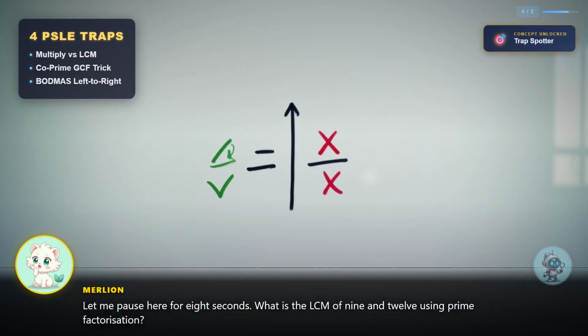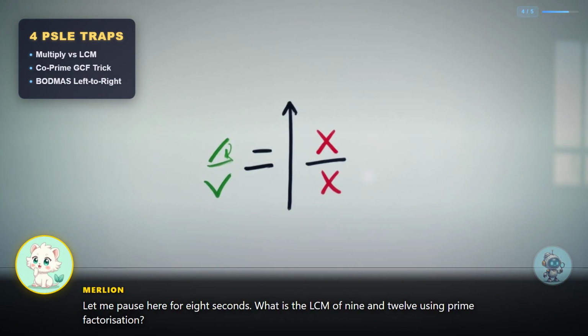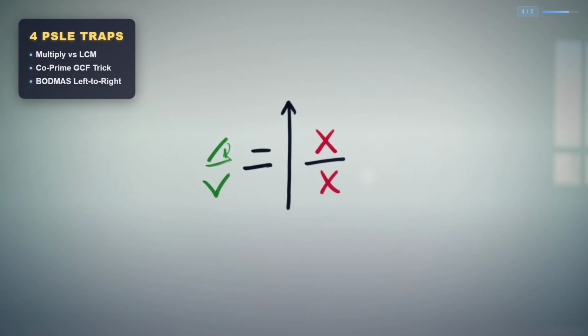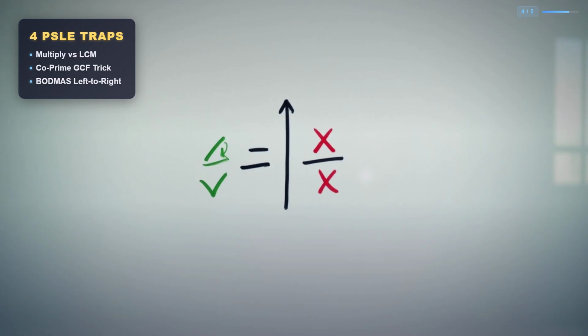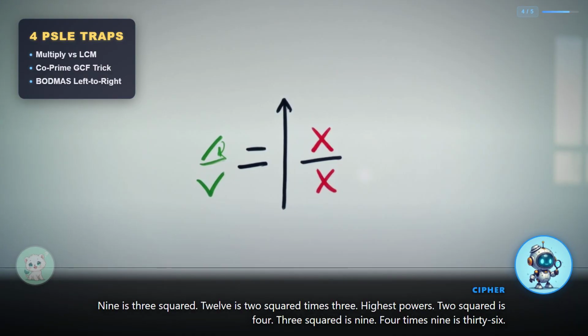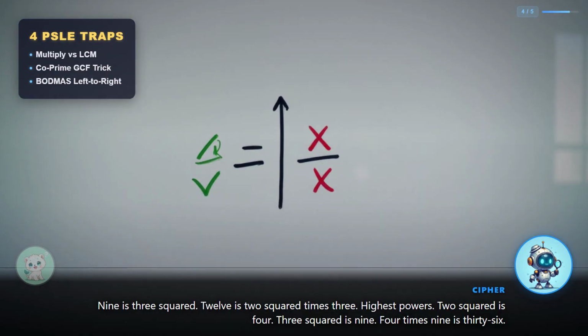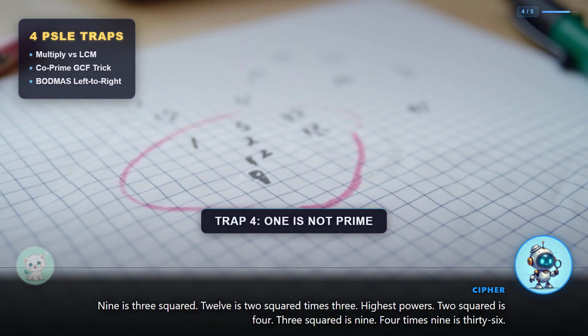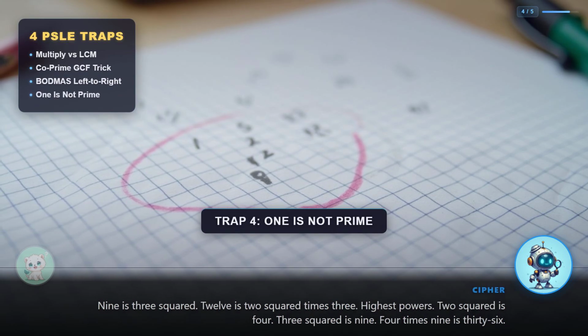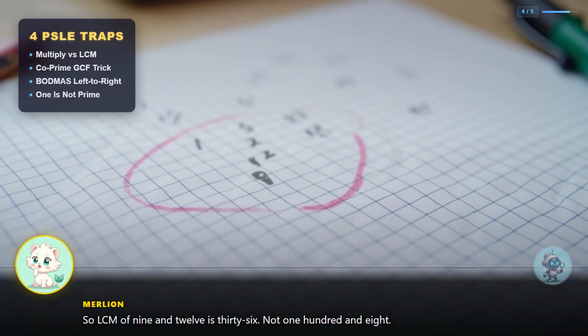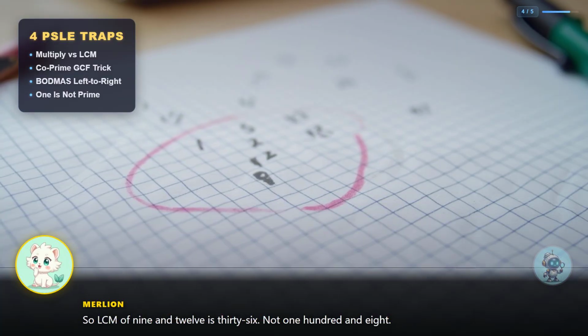Let me pause here for 8 seconds. What is the LCM of 9 and 12 using prime factorization? Nine is 3 squared. 12 is 2 squared times 3. Highest powers. 2 squared is 4. 3 squared is 9. 4 times 9 is 36. So LCM of 9 and 12 is 36, not 108.